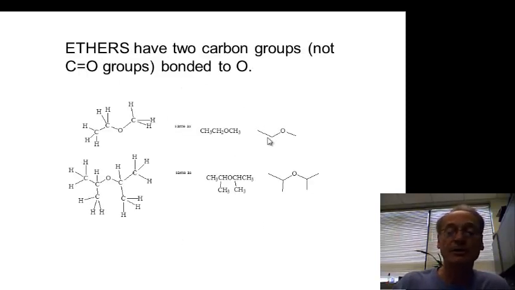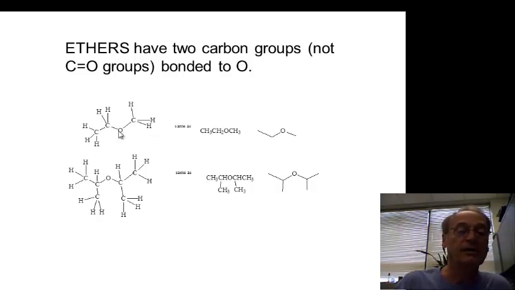Here's another group that's not mentioned in the chapter, but which I think is pretty important, and that is ethers. Ethers are compounds that have a single oxygen in between two carbon groups. Notice a single oxygen in here with carbon groups on both sides. In some ways it looks like an alcohol because it has a single bond O, but instead of having hydrogen on the oxygen, it has another carbon.